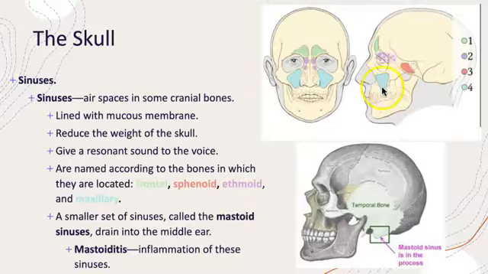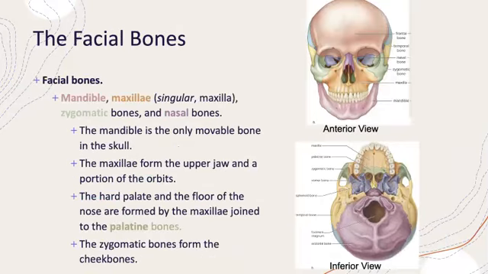So sometimes when we have a sinus infection here, we can have pain within the teeth. We also have some smaller sets of sinuses known as the mastoid sinus, and this drains into the middle ear. Sometimes when we have inflammation in the sinus, it is going to cause mastoiditis. Now let's talk about some of these bones individually.